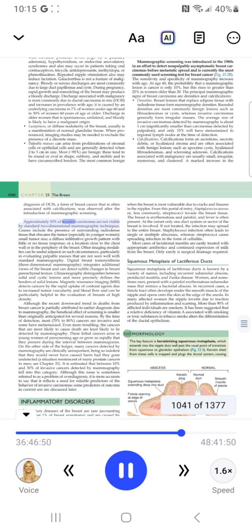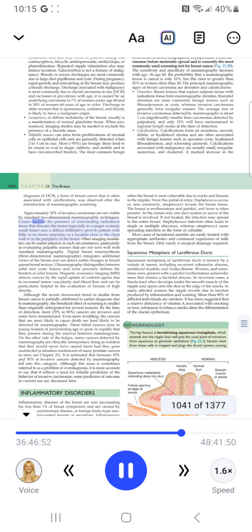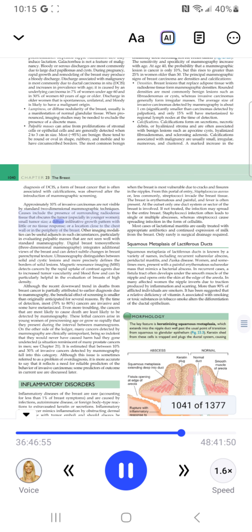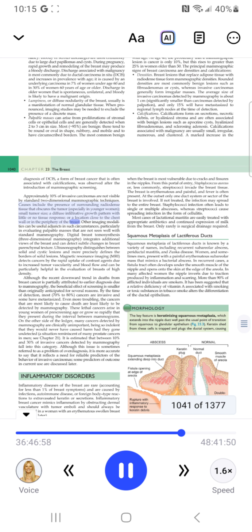Approximately 10% of invasive carcinomas are not visible by standard two-dimensional mammographic techniques. Causes include the presence of surrounding radiodense tissue that obscures the tumor, especially in younger women, small tumor size, a diffuse infiltrative growth pattern with little or no tissue response, or a location close to the chest wall or in the periphery of the breast.